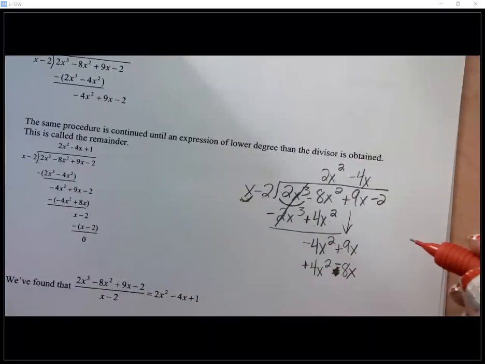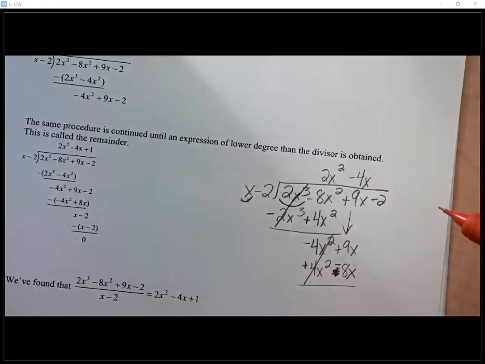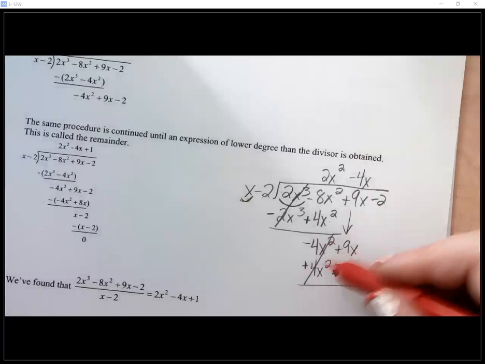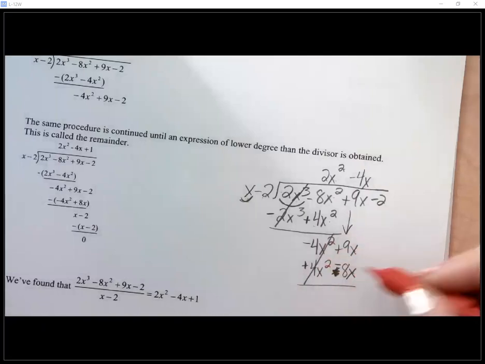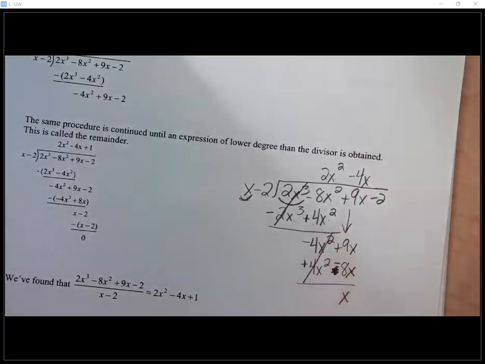And now look, those first ones canceled just like they're supposed to. That math problem is hyping you up, saying, look at you, you keep going, you ball of sunshine. And now 9x minus 8x is just x. Bring down my last number.